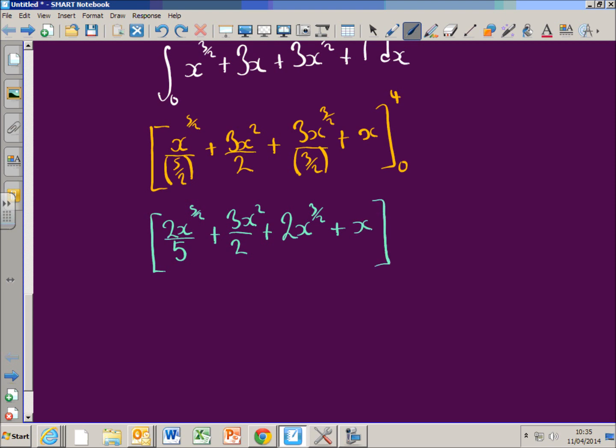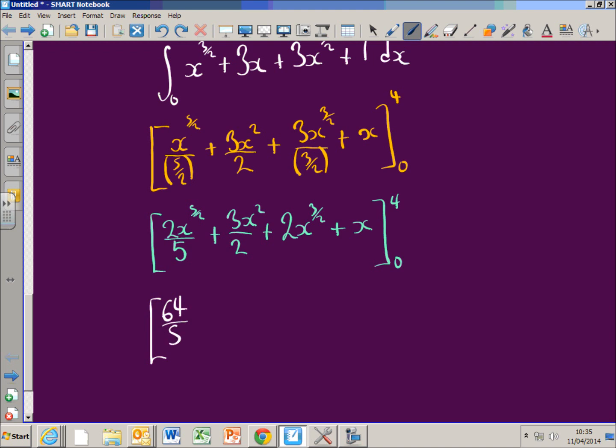Brilliant. So, what we're going to do is we're going to sub 4 and 0 in, and then we'll get our answer. Okay? So, if I sub 4 in, I'm going to get... Now, remember, it doesn't matter whether I do power 5 first or the square root. So, what's the best thing to do first? Square root. So, the square root of 4 is 2, and then it's going to be 2 to the power of 5, which is 32. Well done. And then you times it by 2, 64 over 5, I think.